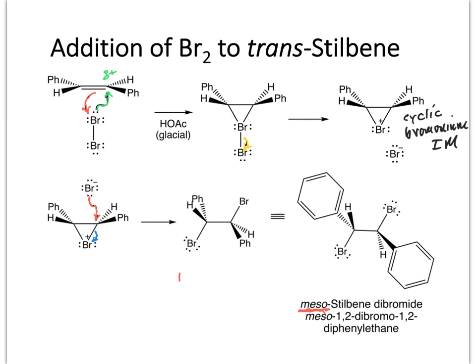If we rotate this, you'd have bromine on the top, phenyl group in front, hydrogen back, phenyl group in front, hydrogen back, and you would have a plane of symmetry right there. So it is a meso compound, right? So it is the meso compound of 1,2-dibromo-1,2-diphenylethane, right? So that's the product of our first reaction.